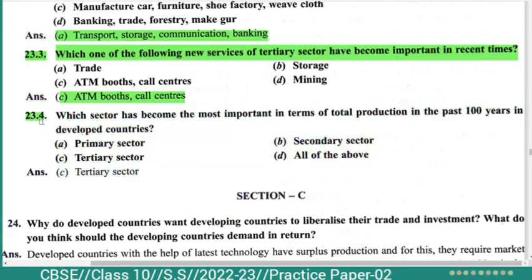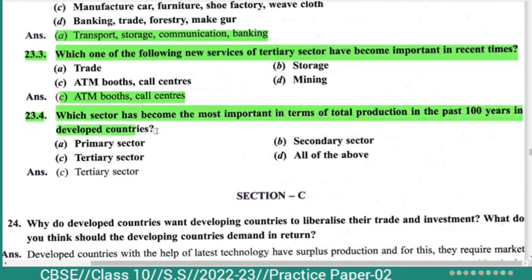Question number 23.4. Which sector has become the most important in terms of total production in the past 100 years in developed countries? Options are A, primary sector, B, secondary sector, C, tertiary sector, D, all of the above. Here the correct answer is option C, tertiary sector.